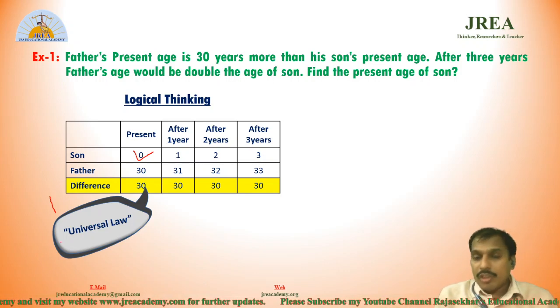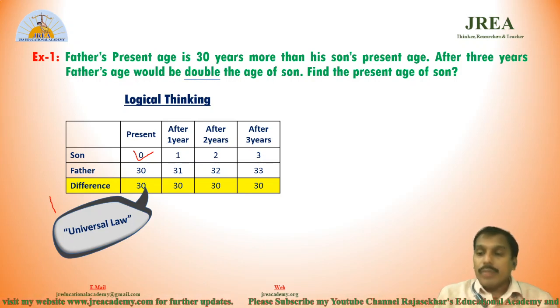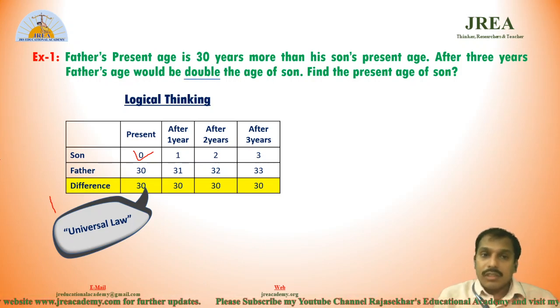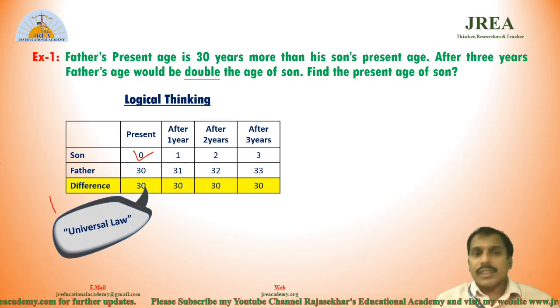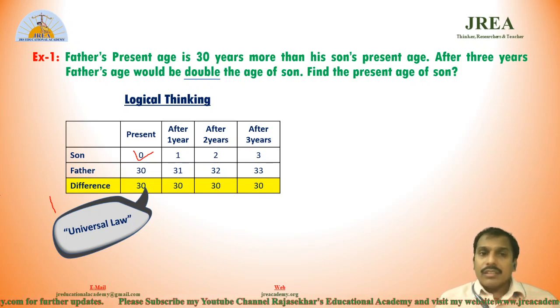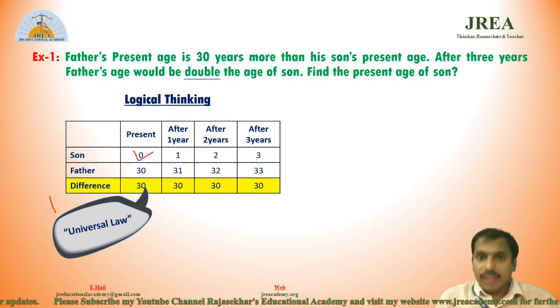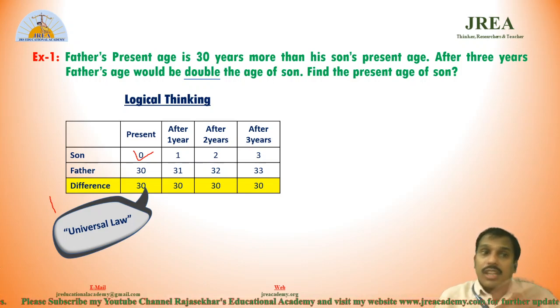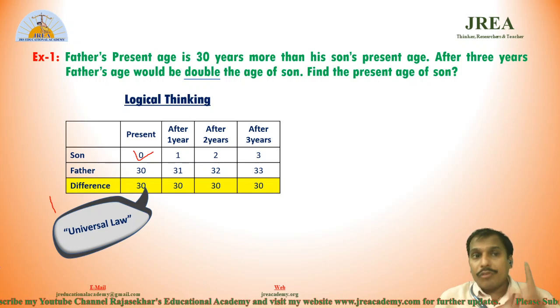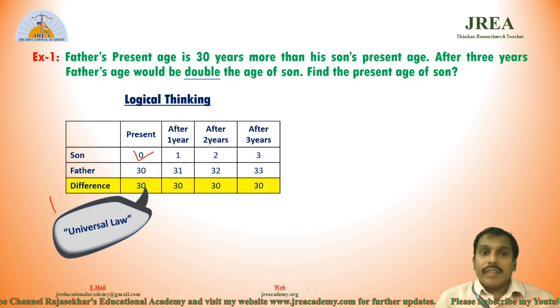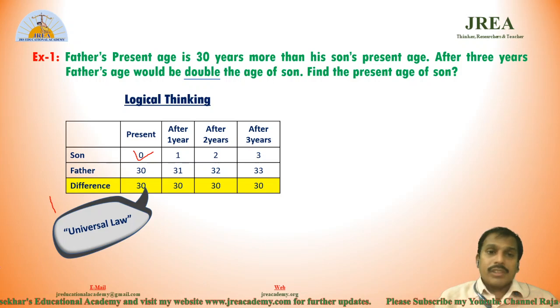Now coming to the second one, the double the age of the son. The father's age is double the age of the son. Once again use your common sense. When, or how many times, is the father's age double the age of the son in the father's lifetime or the son's lifetime? Think: in the lifetime of any father or son, how many times will you get double the age of the son? Obviously, only once.